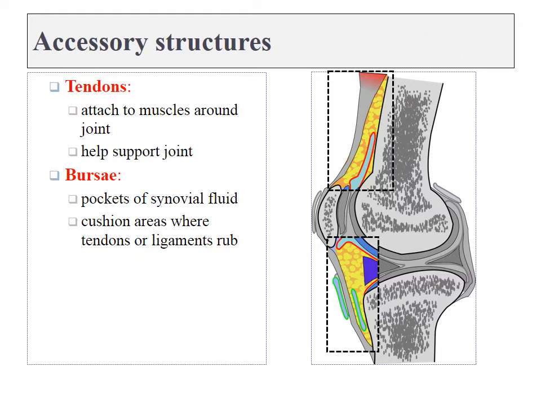Joints will also have tendons, more dense regular connective tissue, only this time it's anchored to muscles, and these can also help hold the joint in place. Lastly, some joints will have bursae, or small pockets of synovial fluid that are found elsewhere besides between the two bones. These help to provide cushioning wherever ligaments and tendons would rub on a bone.